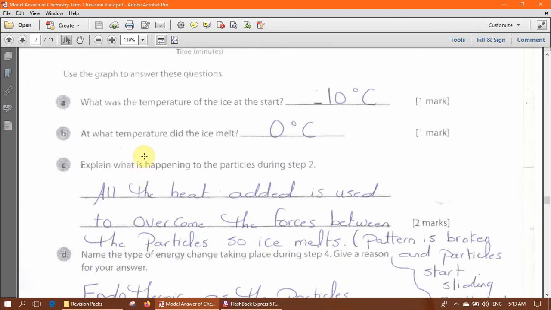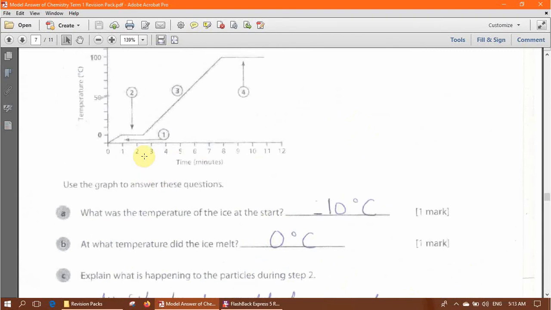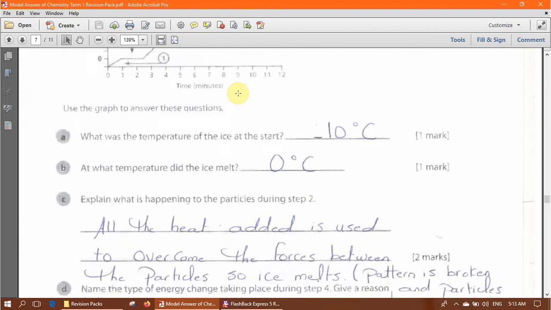So I want here to name the type of energy change in step 4. This is boiling, so the energy change is endothermic. Why is the energy change endothermic? Again, I'm going to see boiling, it's the change from liquid to gas. So heat is released or absorbed? No, in this case, heat is absorbed to turn liquid into gas. The heat is absorbed. Why? To overcome the forces between the particles and turn liquid into a gas.